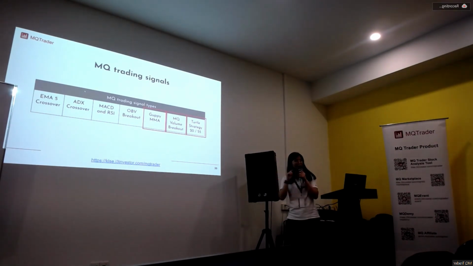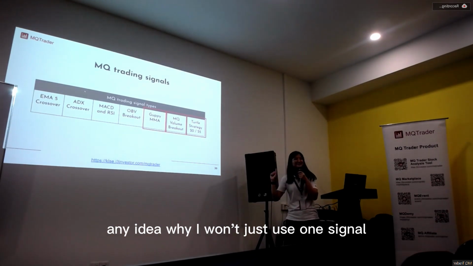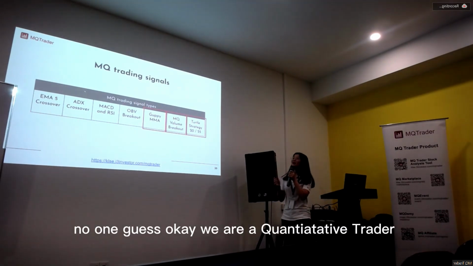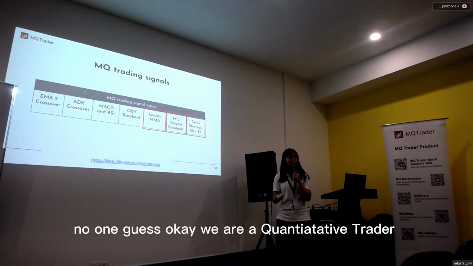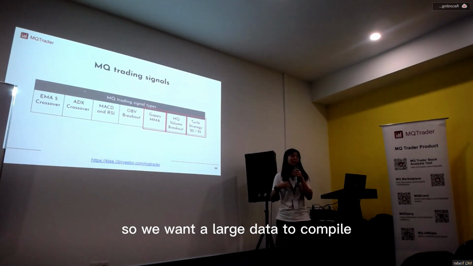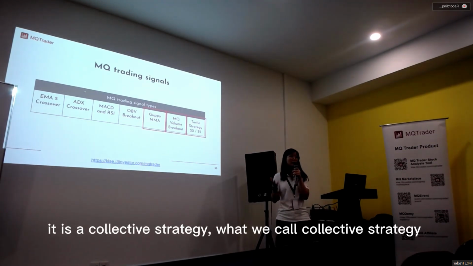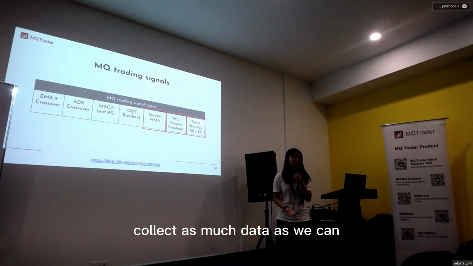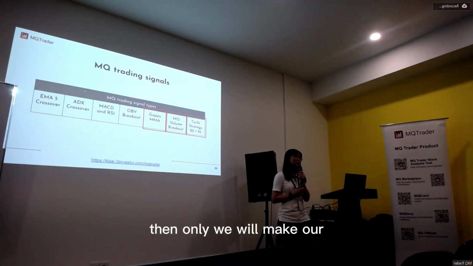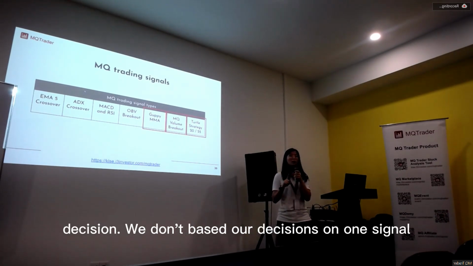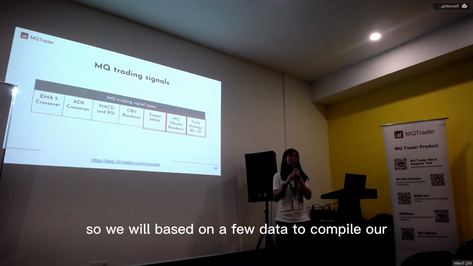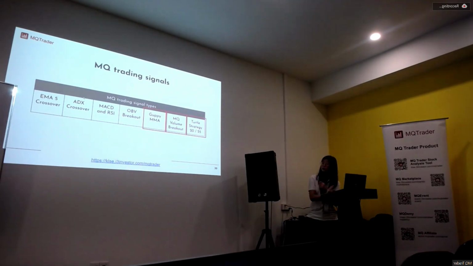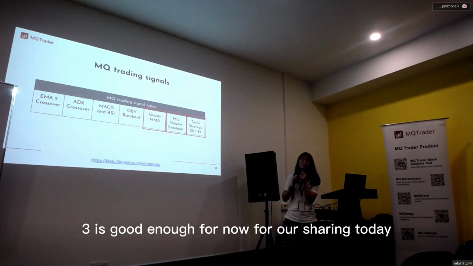Okay. Any idea why I don't just use one signal? Do you know why I choose 3? No idea. Okay, we are quant traders, quantitative traders. So we want large data. We compile. It is a collective strategy, what we call collective strategy. So we will try to look at as many strategies as we can, collect as much data as we can. Then only we will make our decisions. We don't base our decisions on one signal or one backtest. So we base on a few data compiled to make our decisions. So we have chosen 3. 3 is good enough for now for our sharing today.